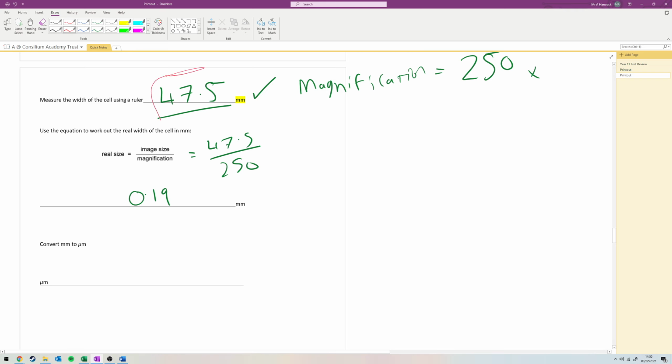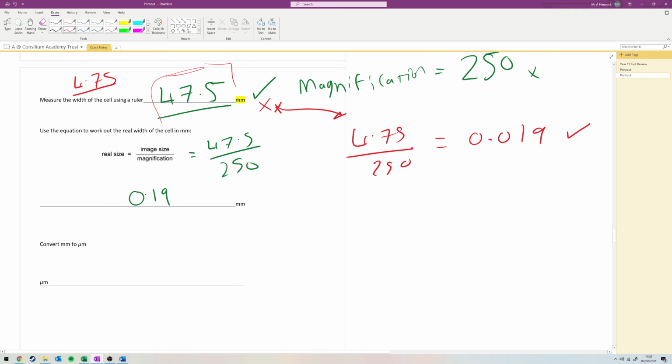Now, this is where you have to look at your answer. If you got this answer wrong, but let's say you just put in 4.75, and down here you wrote 4.75 over 250, which gives you an answer of, I'll divide that by 10, 0.019. You get this mark, but you lose that mark. It's called error carried forward. So this was wrong, but you used your answer correctly next. So this is an ECF.